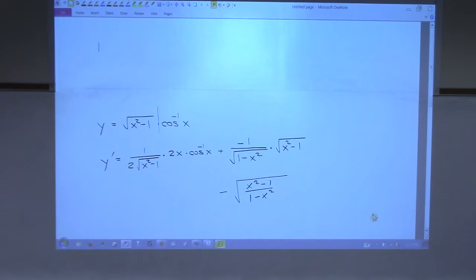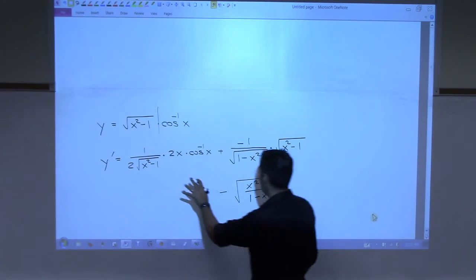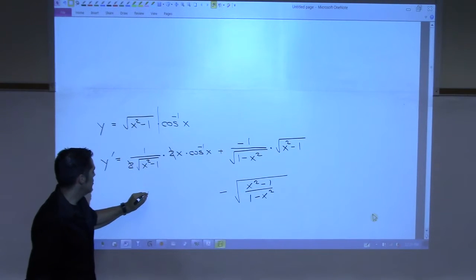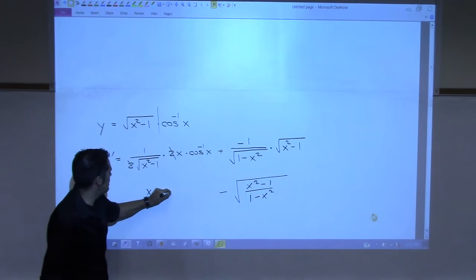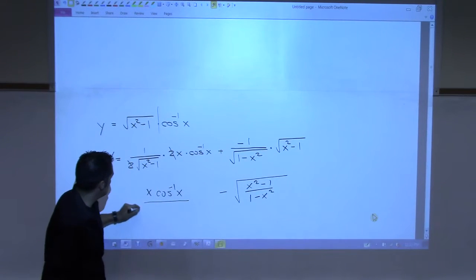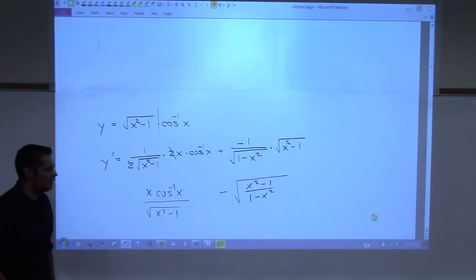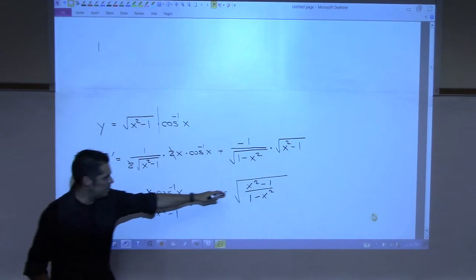Are there any questions on that? Now, would you say that the one in the middle, the first one before you did the thing on the bottom, would be simplified? This one right here? No, I would cancel the 2's. Besides that, I would do x cosine inverse x over root x squared minus 1. And then the rest of it, and then this right here.